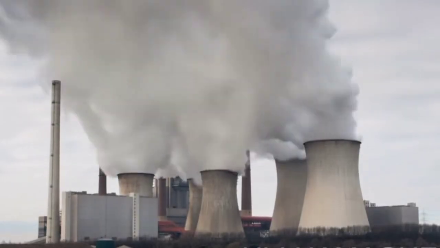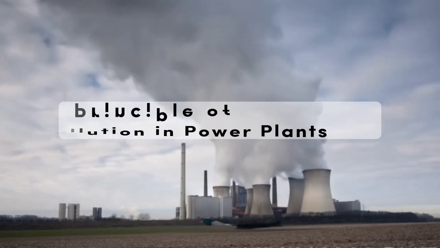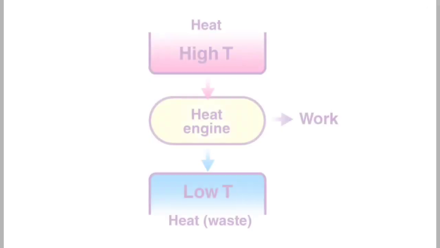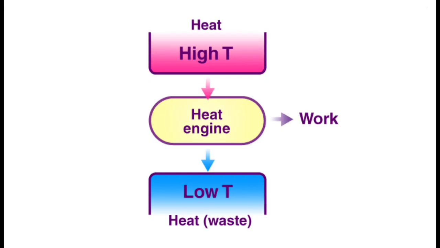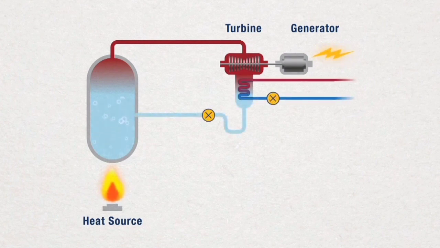Okay, next I will share the general description and principle of thermal pollution in power plants. A power plant is one example of a heat engine. A heat engine is a device that converts heat to work, while the generator in a power plant converts mechanical energy into electrical energy. They receive heat from a high temperature source. Then, they convert part of the heat to work and reject the remaining waste heat to a low temperature sink. They operate in a cycle.